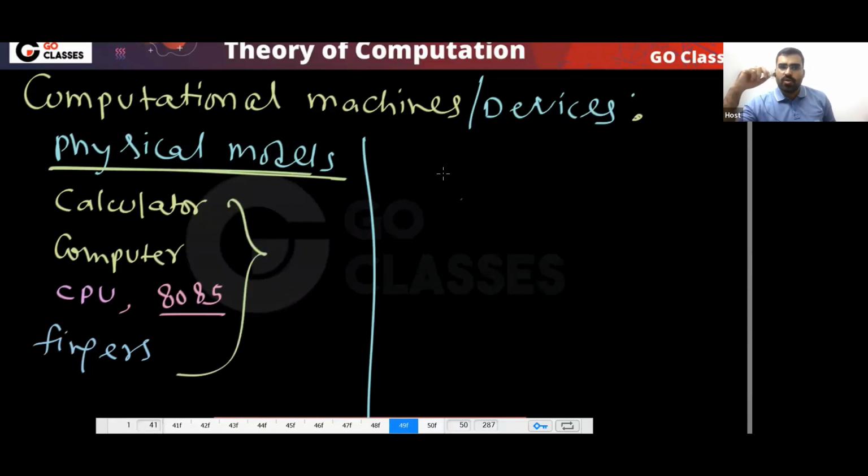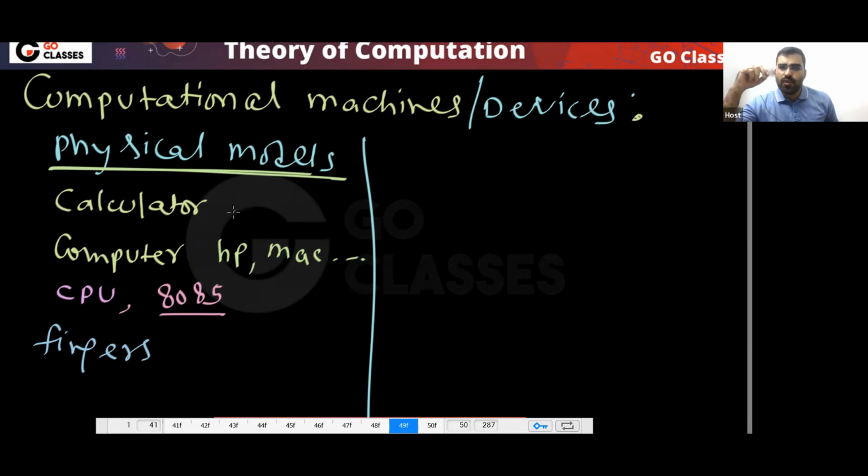Now, so these are the physical models. For example, I can say HP laptop, I can say your Mac, something Windows, something like that. Now tell me one thing I want to ask. If you want to study the limit of computational devices, what can be computed, what cannot be computed, what can be solved, what cannot be solved, then which of them you will use?